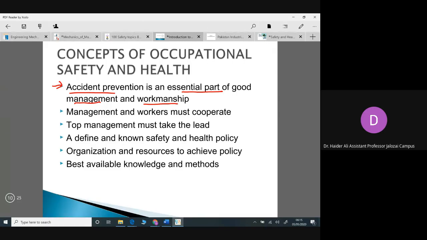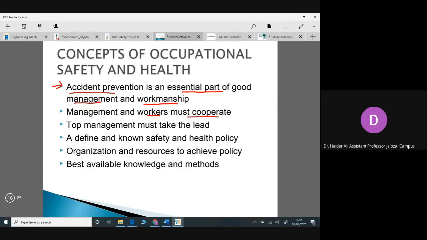So management and workers must cooperate with each other. The cooperation between team members, whether that's management and workers, or workers themselves, or managerial people themselves, it is the cooperation between the group of people that is going to make sure that everything that happens in that organization is in a safe and healthy environment.